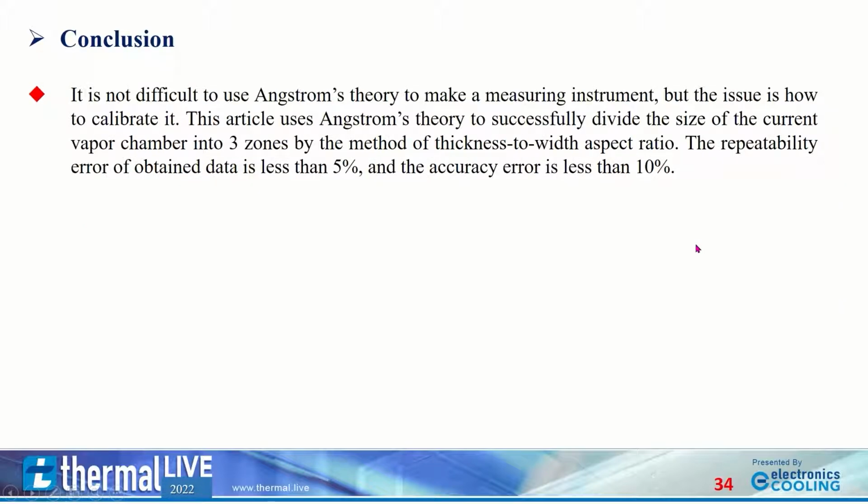It is not difficult to use the Angstrom theory to make a measuring instrument, but the issue is how to calibrate. This article, using Angstrom theory, successfully divides the size of the current vapor chamber into 3 zones by the method of thickness to width aspect ratios. The repeatability error of the obtained data is less than 5%, and the accuracy error is less than 10%.